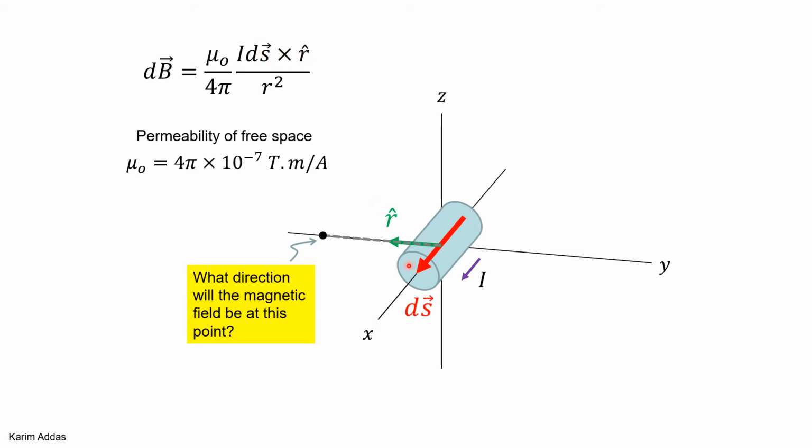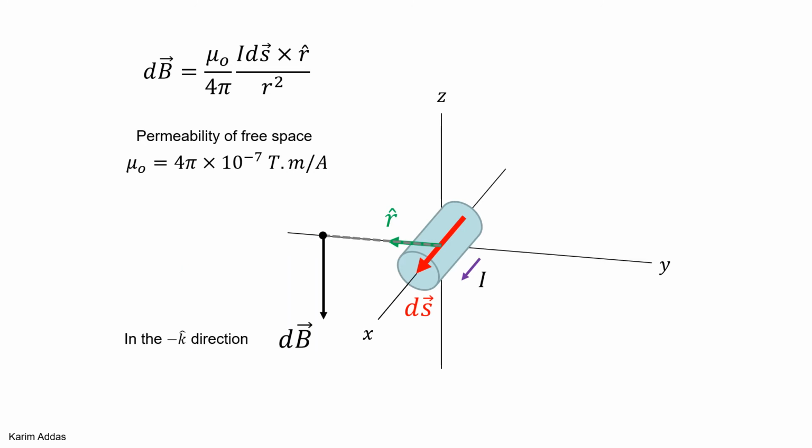So if you put your fingers in the direction of ds and you curl towards r hat, the direction of the cross product will be pointing in the minus z hat, like that. So this vector represents the magnetic field vector at this point due to only this infinitesimal current element. This is going to give us an idea how the magnetic field looks, how an element of current makes a magnetic field in the region around it.